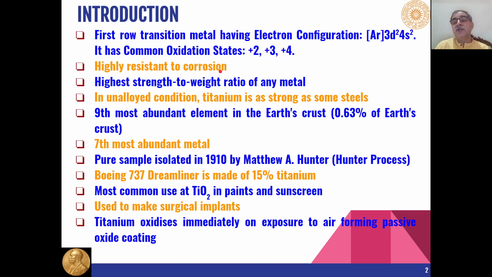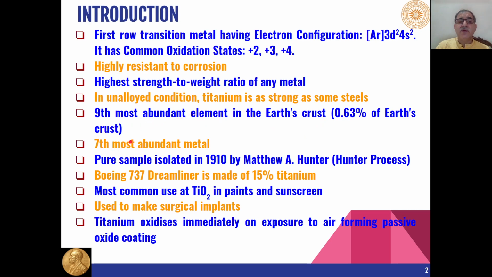The advantage of using titanium is that titanium is highly resistant to corrosion. So there will be no corrosion in the case of titanium compounds, and therefore no side products will be formed during the reactions. Then they have the highest strength to weight ratio of any of the metals, and titanium is as strong as some of the steels which are known in the commercial sector.